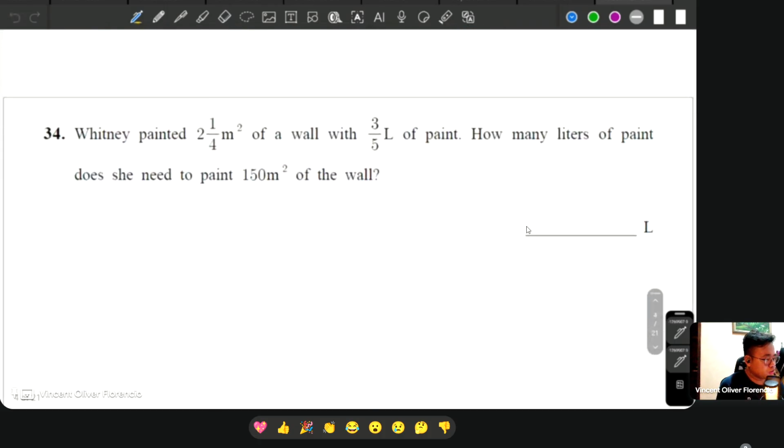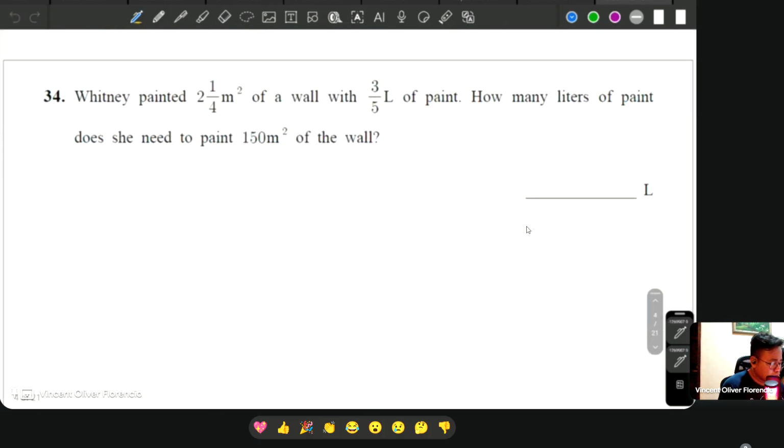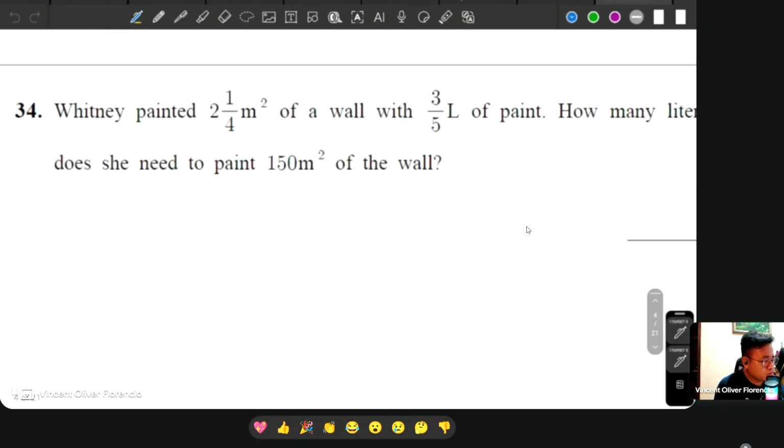Next one, let's have number 34. Read first. You can again pause the video, analyze first on your own. Now let's answer already. Again, this one is still about ratio and proportion, but the best way we can approach this is, if there's a mixed fraction, convert it directly into an improper fraction. This one here, the 2 and 1/4, is also the same as 9/4.